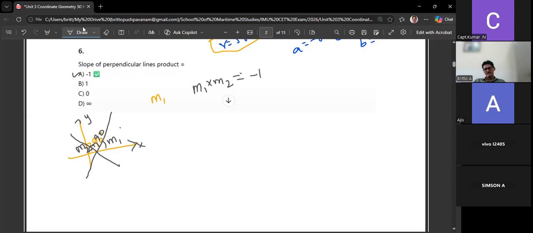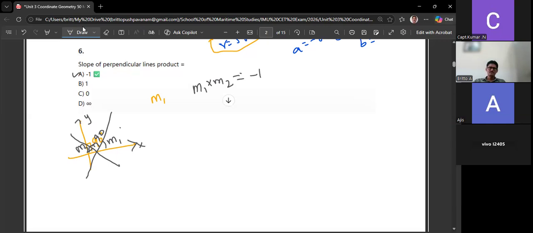Since we are studying the slope of perpendicular lines, you should also know the slope of parallel lines. If the two lines are perpendicular, the product is equal to minus 1. If the two straight lines are parallel, what about their slopes? These are the two lines: one is y equals m1 x plus c, and another is y equals m2 x plus c. You can find the slope of the first line and the second line. Then the two straight lines are parallel. You know what parallel means: the distance between the two lines is always equal.